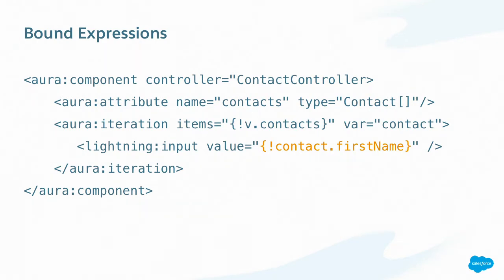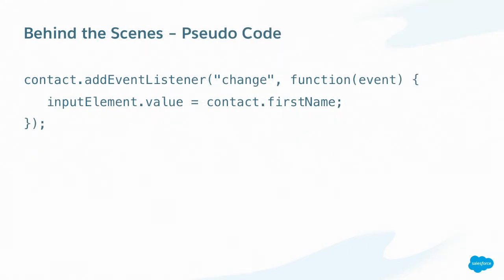Did you know that in order to implement that, for each bound expression, and look, we are in a loop here, we are in an array, this is an iteration, we actually have to set two event listeners? It works like this behind the scenes, and that is simplified pseudocode. Basically, we need a first event listener that says that if the model, if the attribute, the contact, changes, I have an event listener to update the UI element, which in this case is an input field.